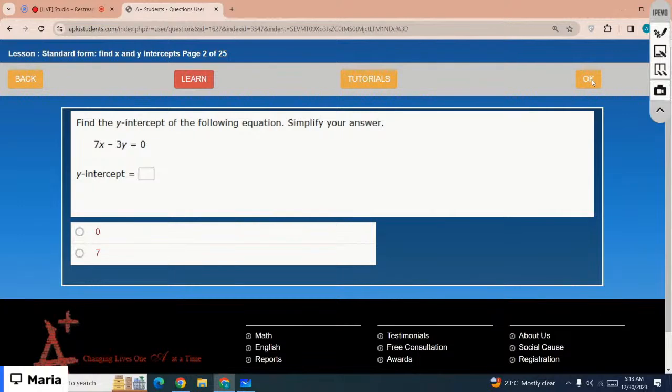Find the y-intercept of the following equation. You have to calculate the y-intercept. You need to put x equals 0, right? Yes, the y-intercept is 0 for this equation.